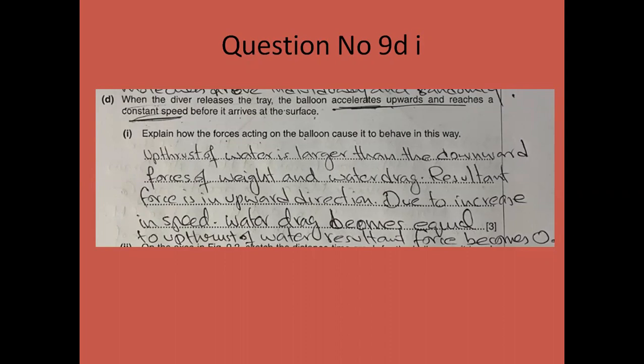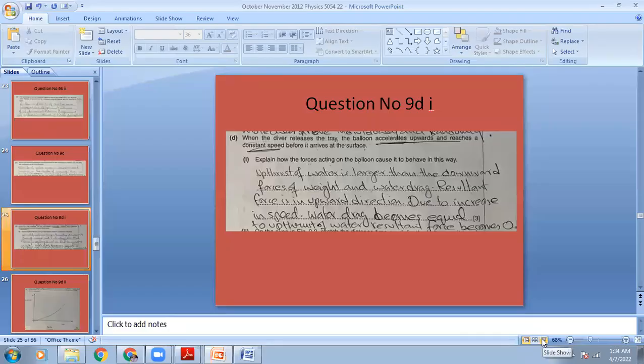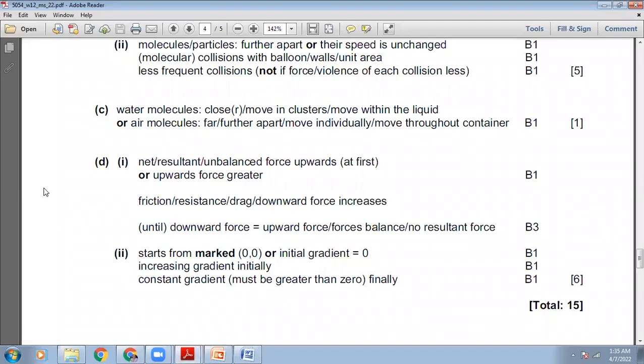The speed of the balloon will increase. So when the speed of the balloon increases, due to the increase in speed, the water drag becomes equal to the upthrust of the water. The resultant force becomes zero. So when the resultant force becomes zero, the balloon will start moving with a constant speed. So let's have a look at the marking scheme.